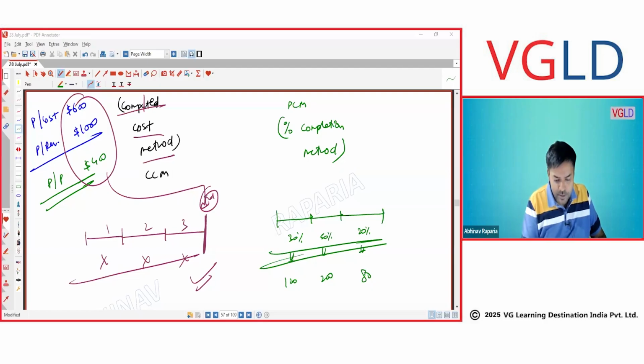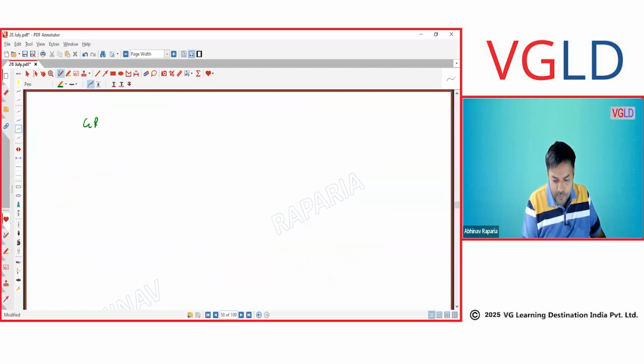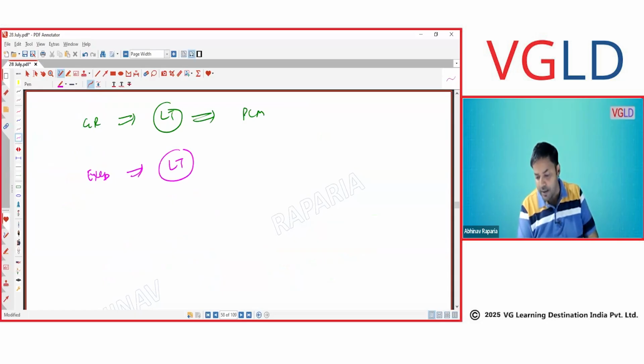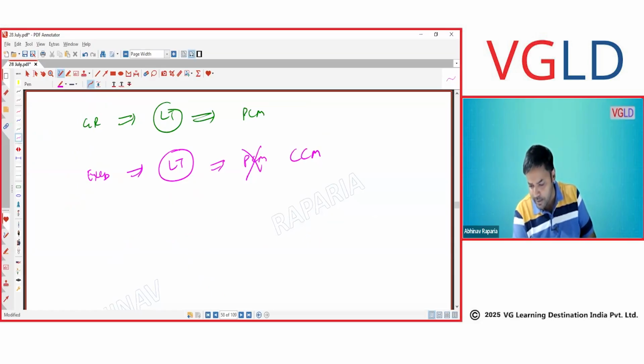General rule is, for the long term, we are going to follow PCM, percentage completion method. Then obviously I'll talk about the exception. Exception means even though the contract is for long term, we still don't need to follow PCM. That means I can follow CCM. Simple one. I can follow CCM.